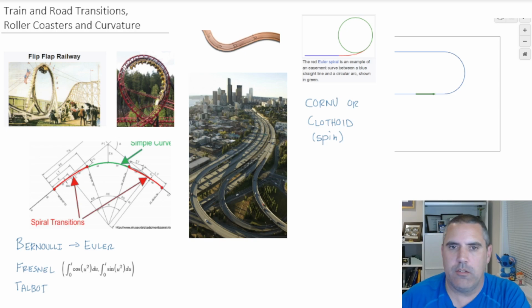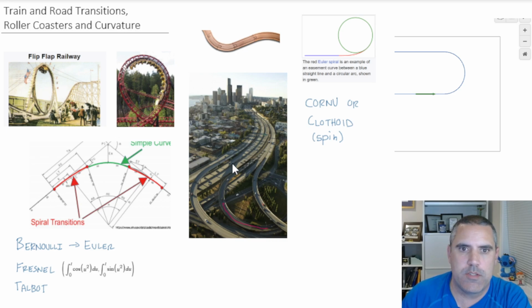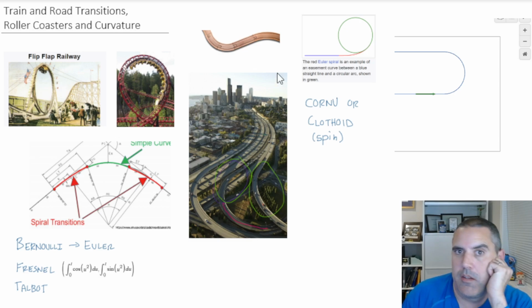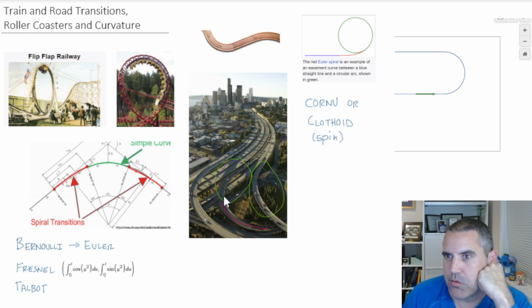So if you go out and look, like I found a picture of the Seattle skyline here, there are loops, circular loops, but the roads that go into them are not circular. You can see that. There's these transitions. You don't like to change from straight to circular. And here I have an example here on the right.